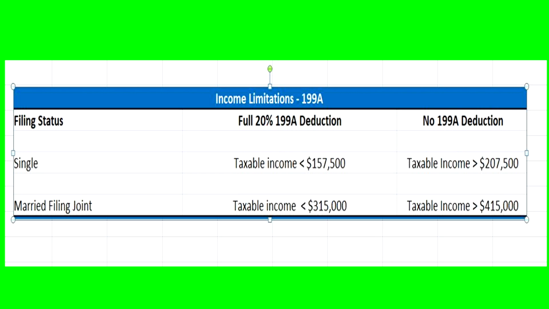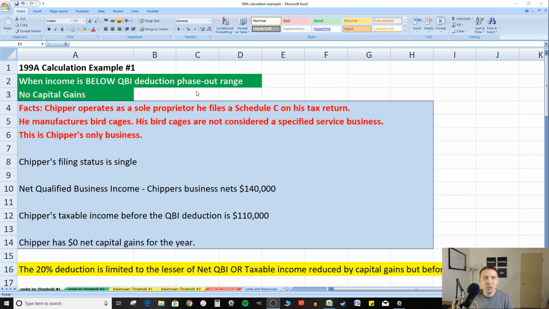Whereas if you're a single filer, once your taxable income hits $157,500, your deduction starts to become limited beyond that point. Let's continue. This taxpayer has no capital gains, and that's important. You're going to see why in example number 2. So here's the facts of this situation.